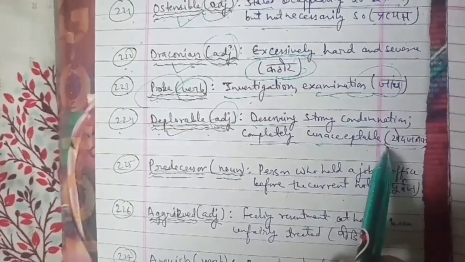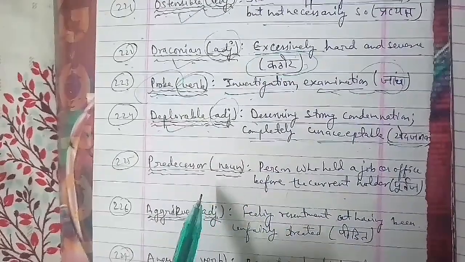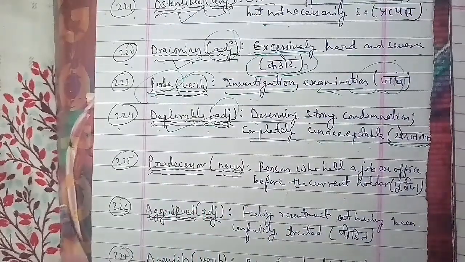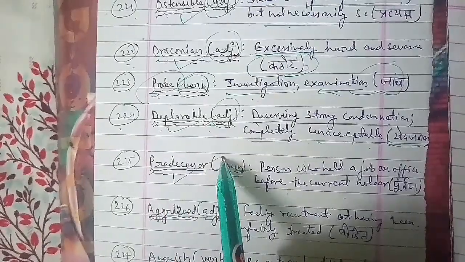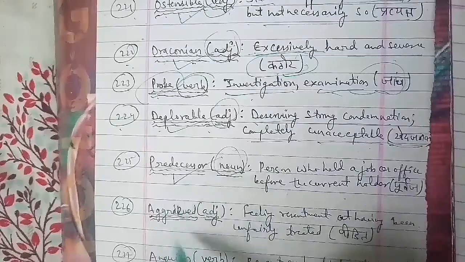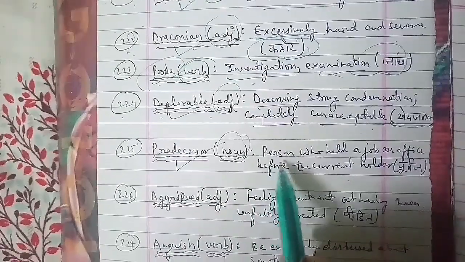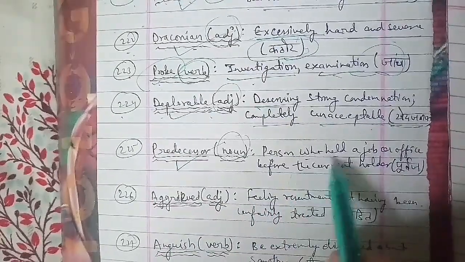Now moving on with the next one that we have here, 225 word, and the word is predecessor. Predecessor is a word that is used as a noun, and the meaning of predecessor is a person who held a job or an office before the current holder. That in Hindi is पूर्वज. जो हमारे पूर्वज छोड़ के जाते हैं, that is the predecessor.